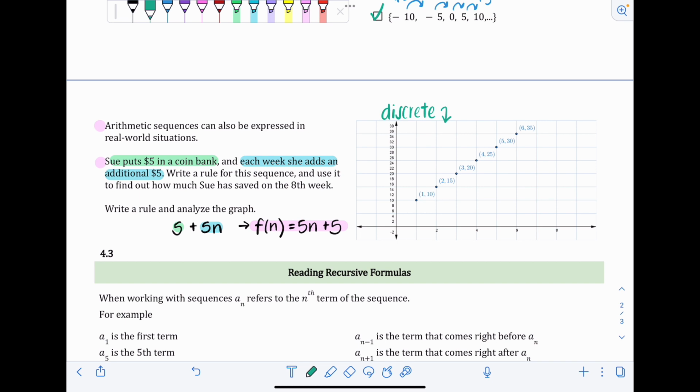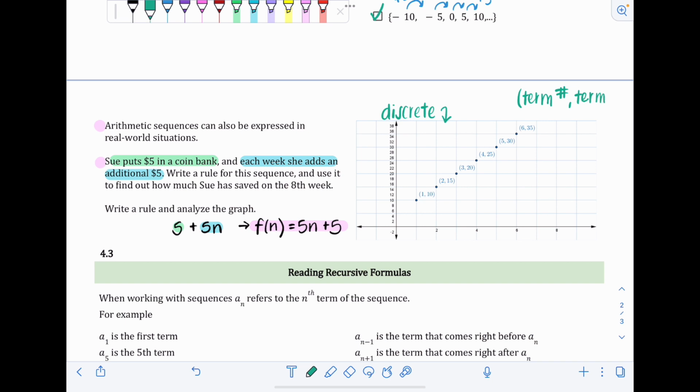And then just keep in mind, anytime you're graphing an arithmetic sequence, the same thing we referenced up there, the x coordinate would be the term number. In this case, it's representing the week numbers, like term 1 is week 1. And then the y coordinate would be the term value.